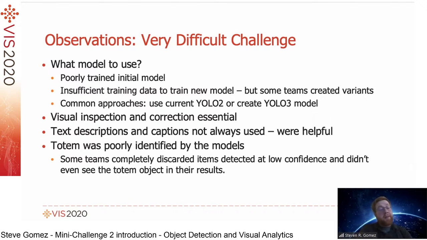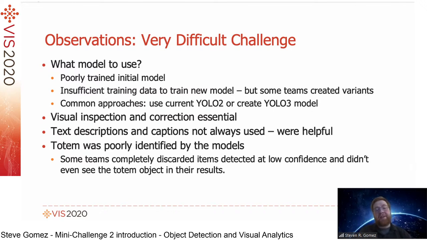Another observation is that this was a challenge where visual inspection by the teams was really important, because you had to have a way of going and correcting the data. Some teams actually attempted to go through and manually review the thousands of images that we had to correct their labeling. Of course, even if you have the time to do that, that might be error prone too. So we wanted to see creative solutions for cleaning up that data. And this was very hard.